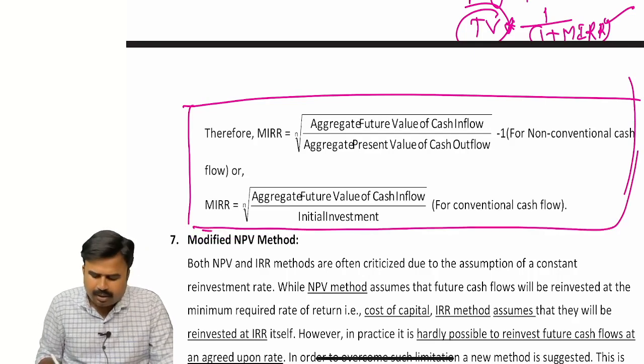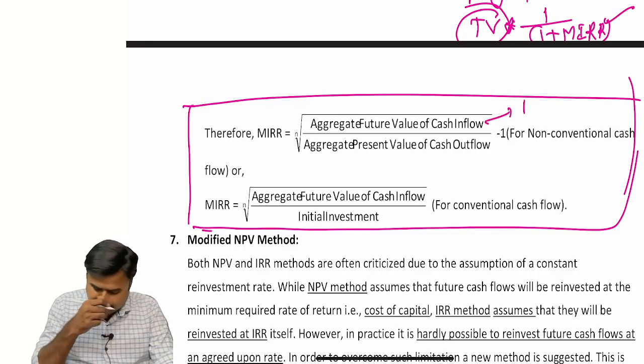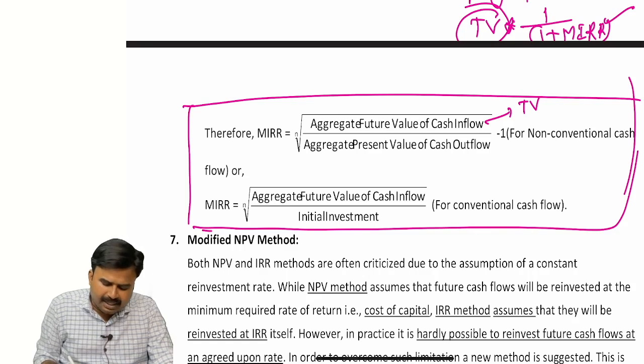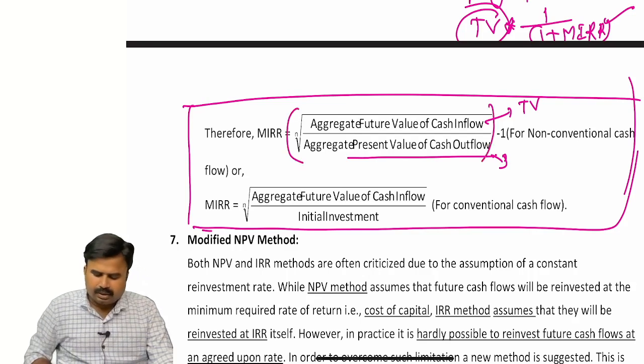Look at this modified IRR formula for non-conventional cash flows. Nth root of aggregate future value of cash inflows, nothing but terminal value, divided by aggregate present value of cash outflow. This is initial investment or present value of cash outflows. Whole term, this whole term minus 1. That gives me modified IRR.